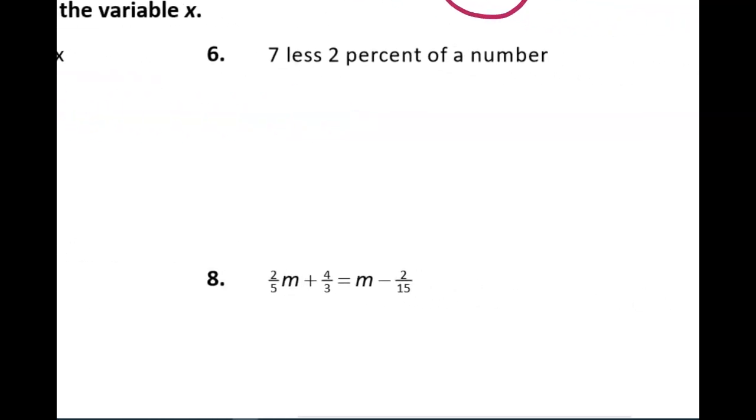All right, in number 6, 7 less than 2% of a number. Well, 2% of a number is 2/100ths times that number, and 7 less than it happens when we subtract 7 from the result.